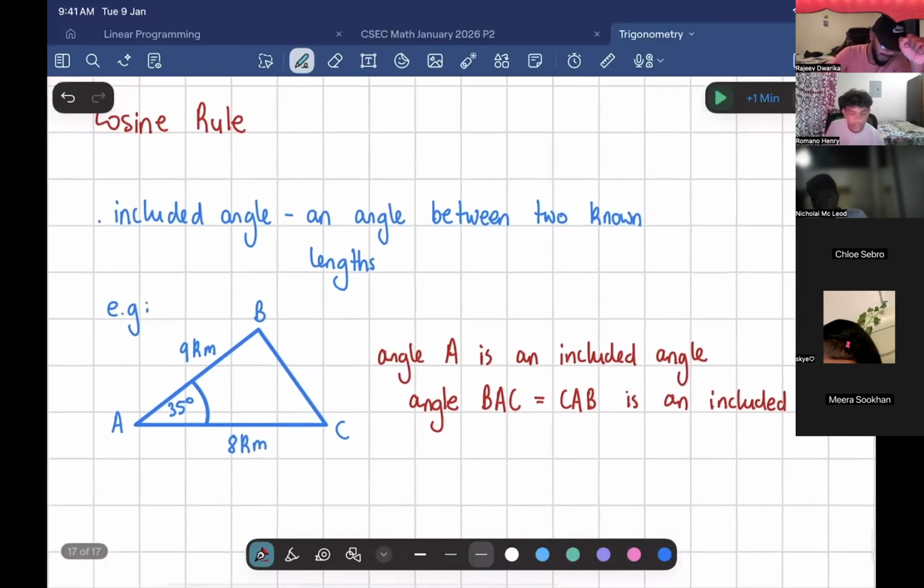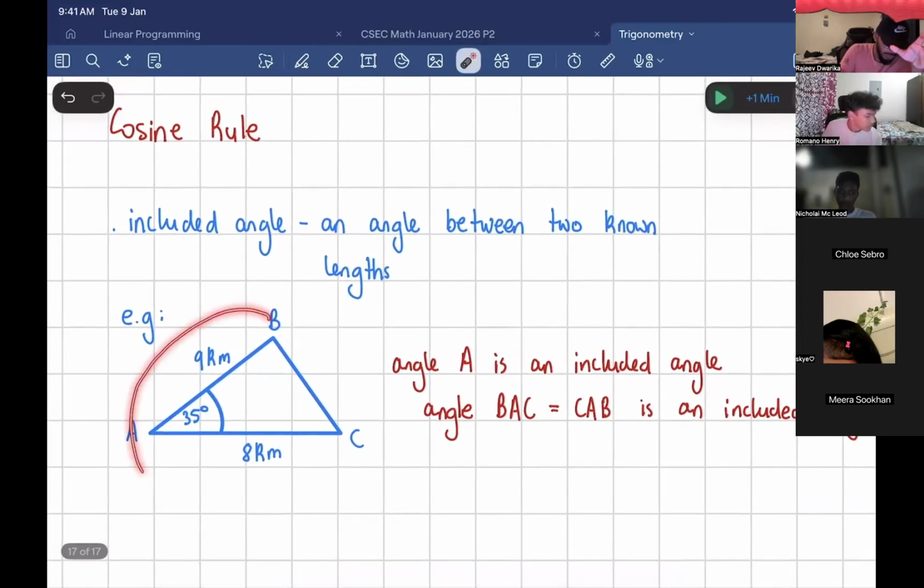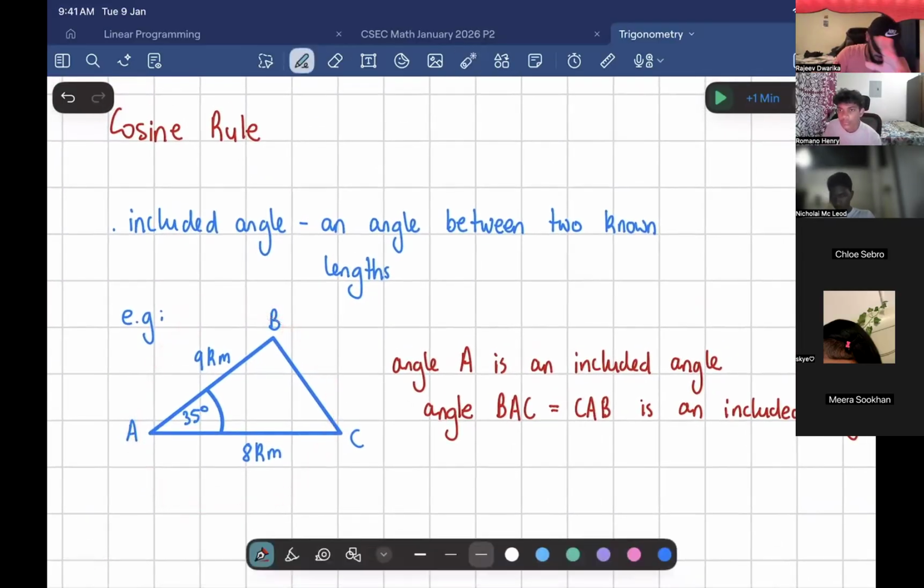Okay, so guys, what is the only missing length over here? If we were to label these sides quickly, this would be B, this would be A, and this would be C. What is the only missing side over there? Talk to me, guys. A. Come on, A.